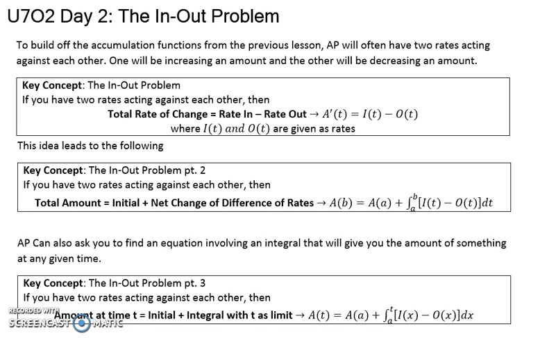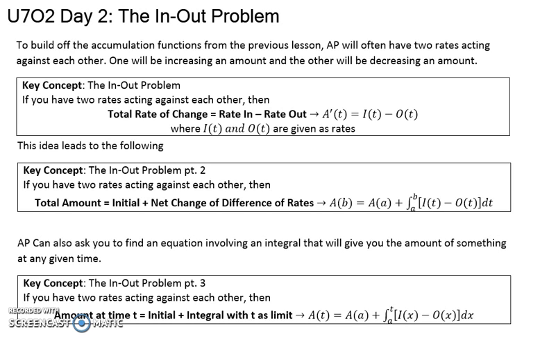In this scenario, we're going to call A of t the amount of stuff that we have inside the bucket or the pool or whatever. Now, oftentimes in these problems, just like the accumulation function problems, the function that you're given is going to be a rate. So we're going to call I of t the rate at which stuff is going in. We're going to call O of t the rate of stuff going out.